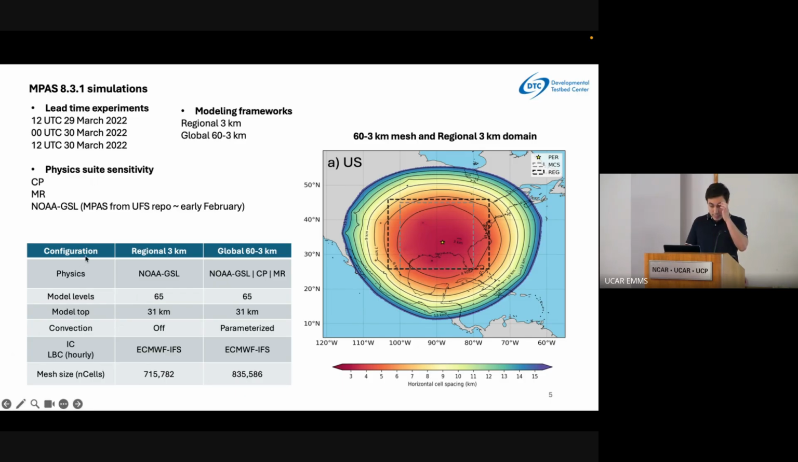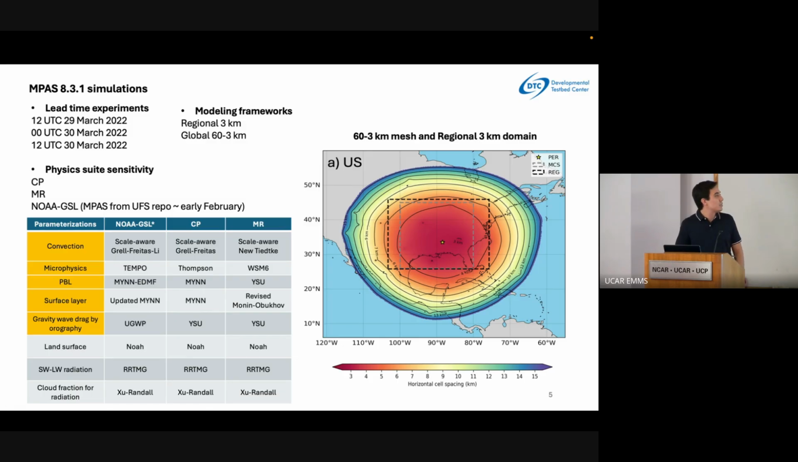Regarding the physics suite sensitivity, we tried both convection permitting and mesoscale reference, which are the physics suites available by default in MPAS. But we also tried the NOAA GSL or HRRR v5. And in case of these simulations, MPAS is from a different repository. It's from the UFS repository. And by the way, this version is particularly from early February this year.